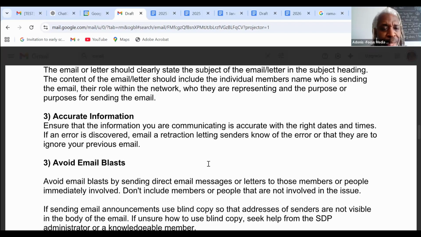4, avoid email blasts. Avoid email blasts by sending direct email messages or letters to those members or people immediately involved. Don't include members or people that are not involved in the issue. If sending email announcements, use blind copies so addresses of recipients are not visible in the body of the email. If unsure how to use blind copies, seek help from the SDP.